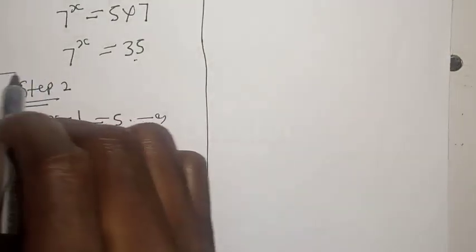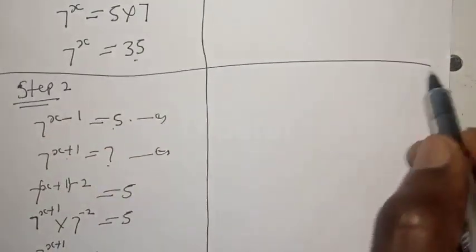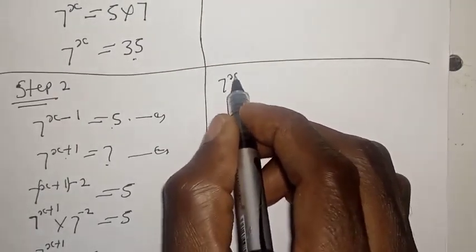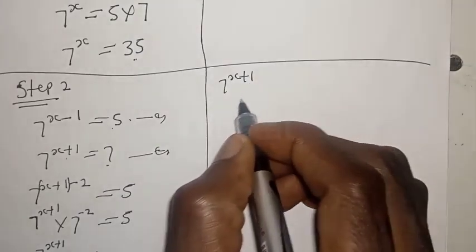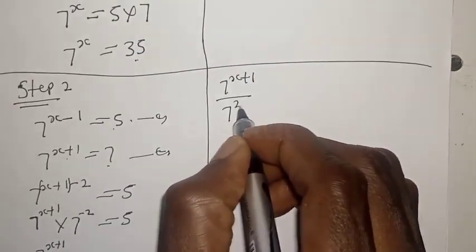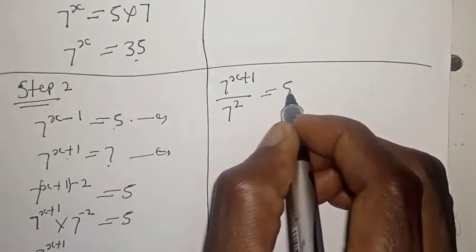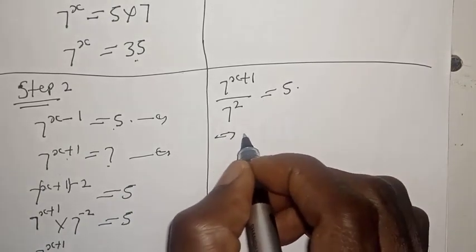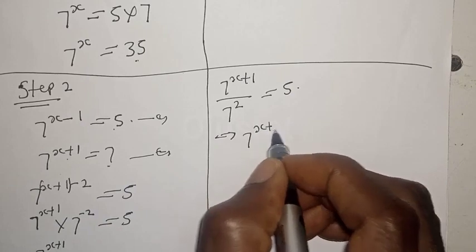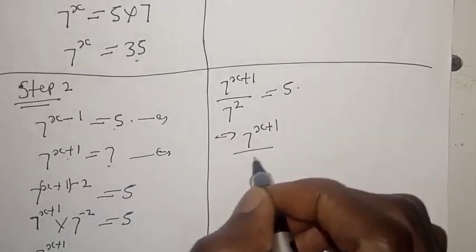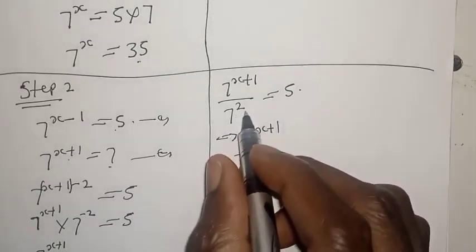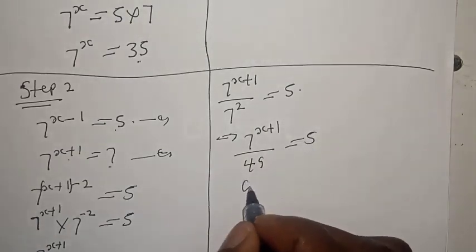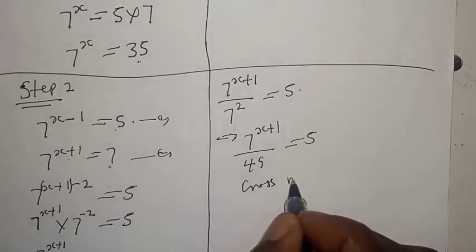Let's come to this side. Then we have 7 raised to the power x plus 1 over 7 raised to the power 2 is equal to 5. Then this is equal to 7 raised to the power x plus 1 over 49, since 7 squared is 49, and it is equal to 5. Let's use our cross multiply method again. Cross multiply.